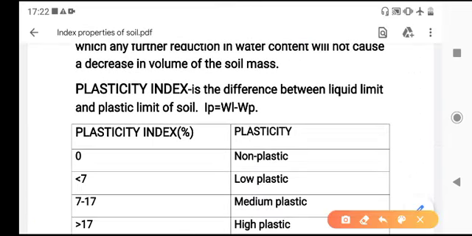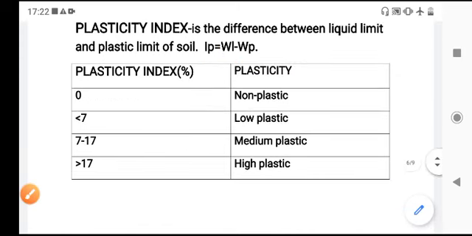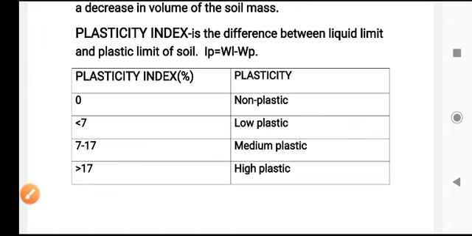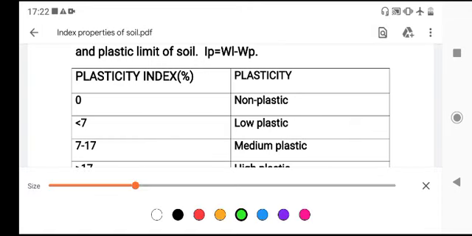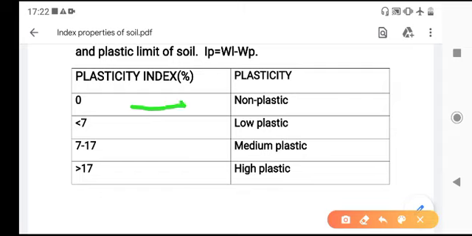Now what is the plasticity index? The plasticity index is the difference between the liquid limit and plastic limit of soil. IP equals WL minus WP, where WL is the liquid limit, WP is the plastic limit, and IP is the plasticity index. Plasticity index and corresponding plasticity value: plasticity index 0 represents non-plastic; if less than 7, low plastic; between 7 to 17, medium plastic; greater than 17, high plastic.